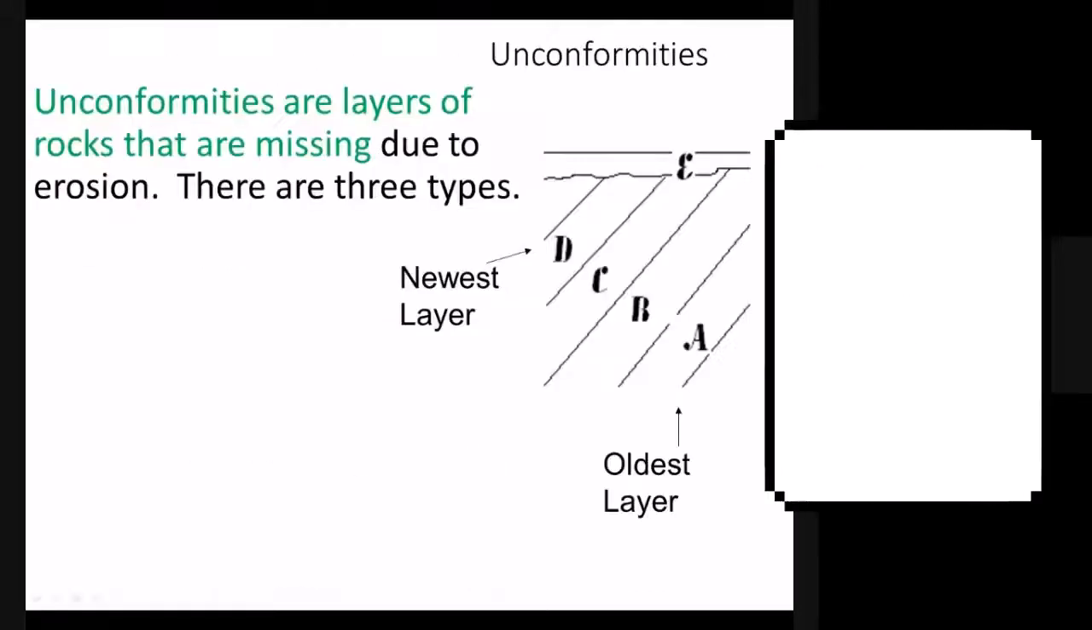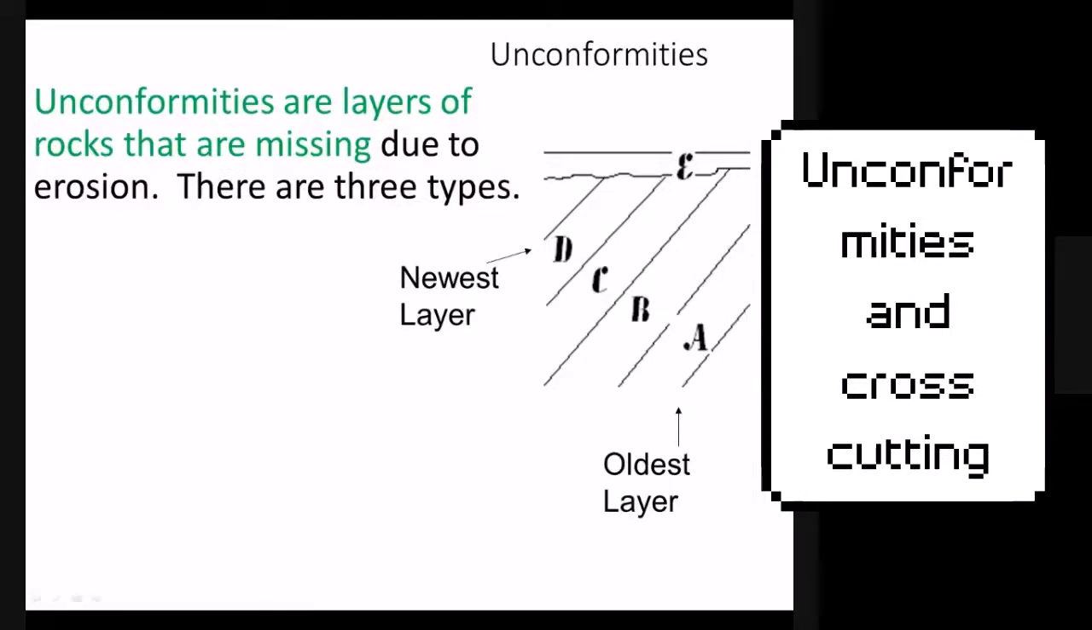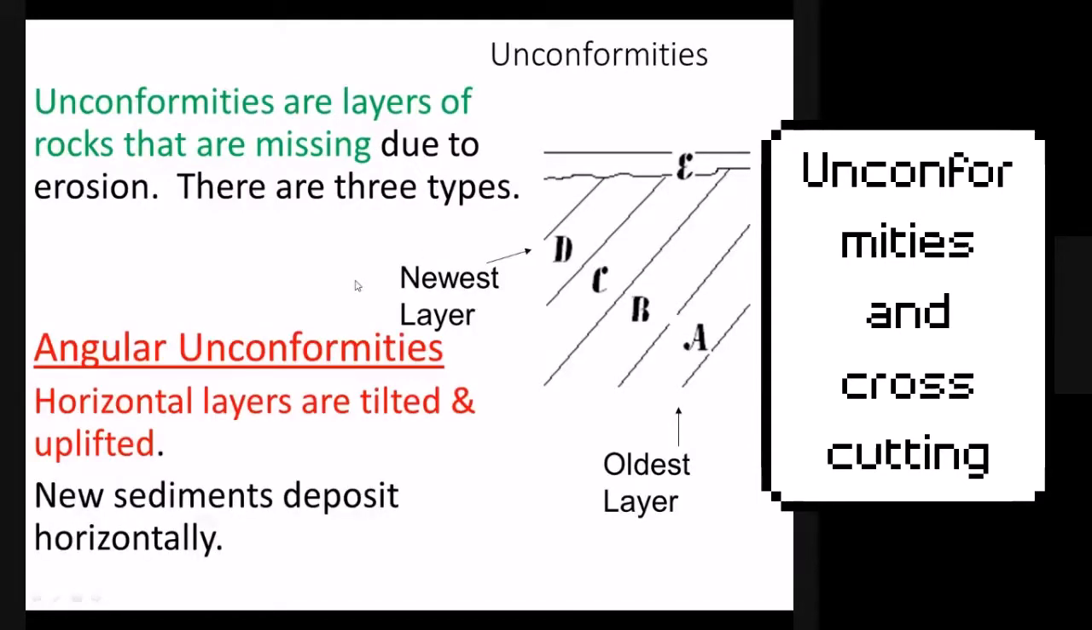Now, so basically an unconformity is anything that causes layers of rocks to become missing, usually due to erosion. And there's 3 types of unconformities we're going to talk about. The first one is angular unconformities.